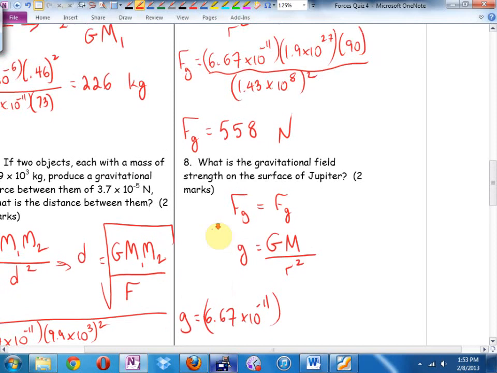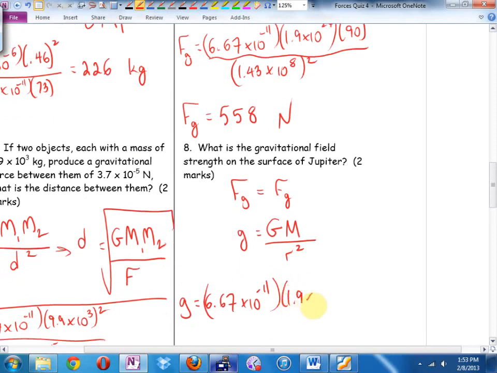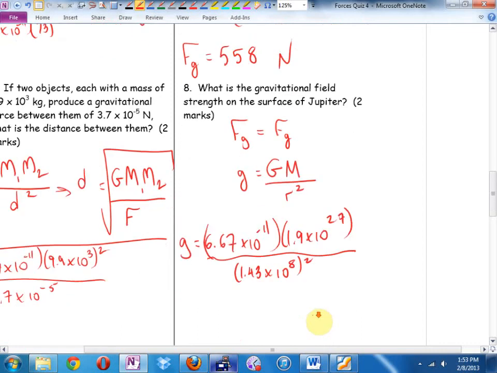What was the mass of Jupiter? 1.9 times 10 to the 27 divided by 1.43. By the way, before I crunch the numbers, do you think you'll get an answer bigger or smaller than 9.8? Would Jupiter have a bigger gravitational field or a smaller gravitational field? Now, at first, I thought bigger because Jupiter has more mass. But not only does Jupiter have a bigger mass, it has a bigger radius. And the bigger number down here makes this answer smaller. So I wasn't quite sure.